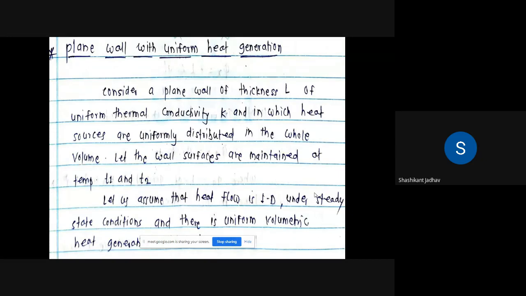So write down first some information regarding that. Whatever we are considering, write down: consider a plain wall.